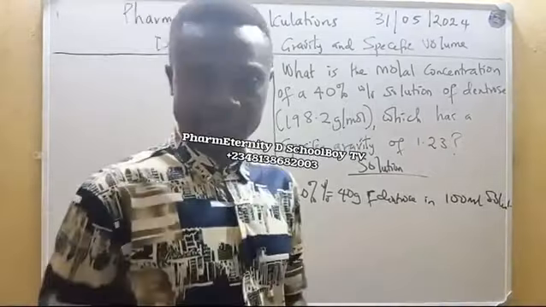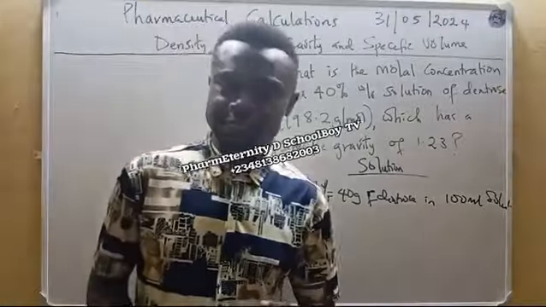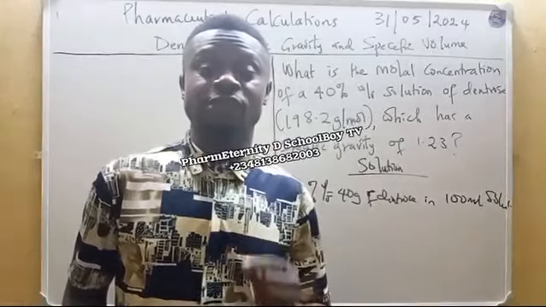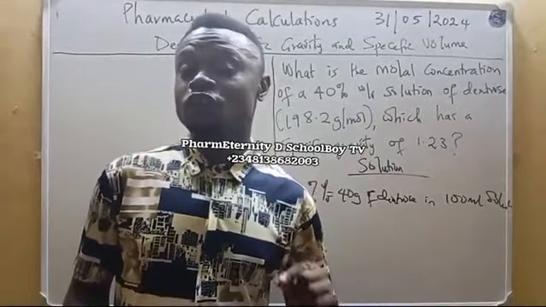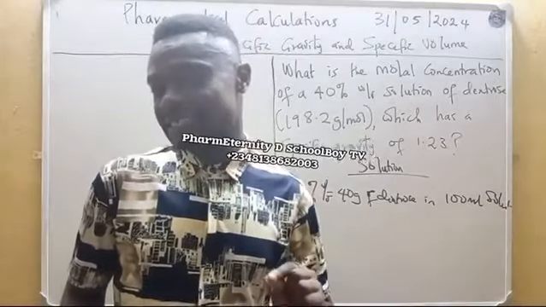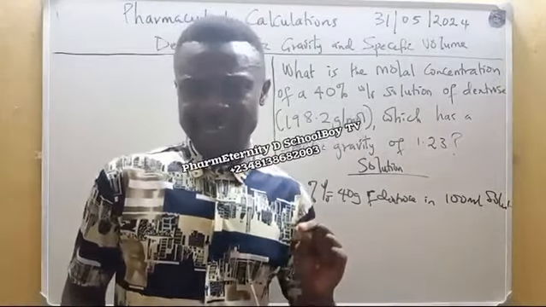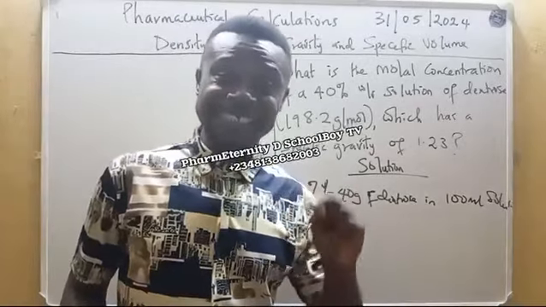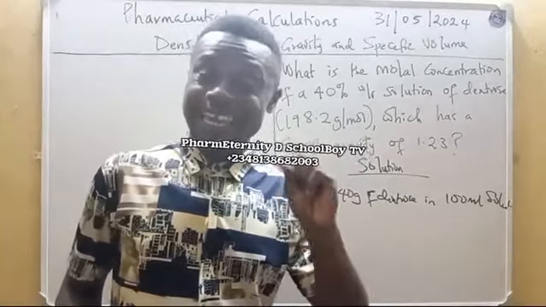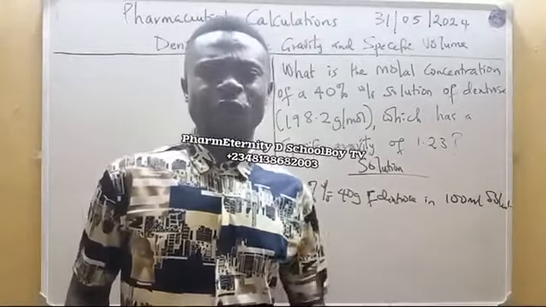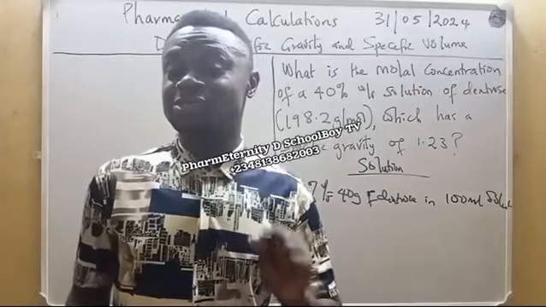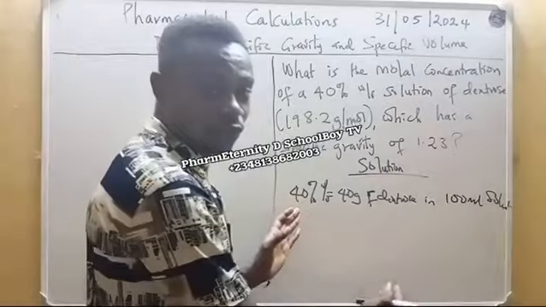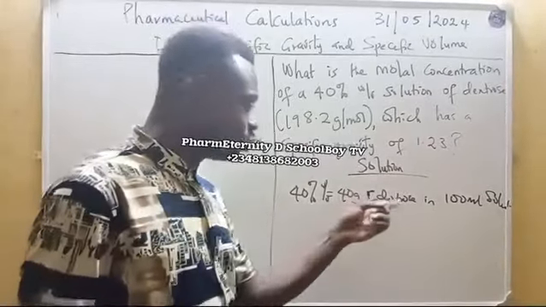What is specific gravity? Specific gravity of a substance is the ratio of the weight of the substance to the weight of equal volume of a particular standard, which can be water or hydrogen depending. If the substance is a solid or a liquid, the standard used is water. But if the substance is a gas, the standard used is hydrogen. But here, this is a solution, which is liquid. So the standard to be used here is water.